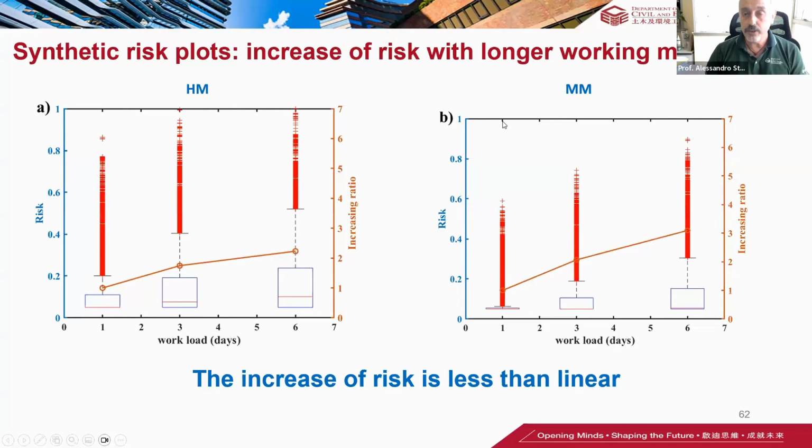So these are examples of what we have done. HM is the hydraulic dredger, MM is the mechanical dredger. For example, these are the risk box plots comparing working loads of 1 day, 3 days, and 6 days, the same for hydraulic and mechanical. What was interesting is that if you increase the duty cycle from 1 day up to 6 days of working load, your average risk, the red line, which is the median risk, increased less than linearly.